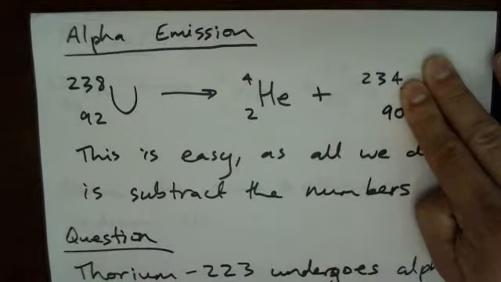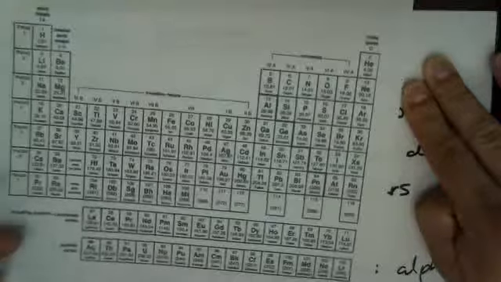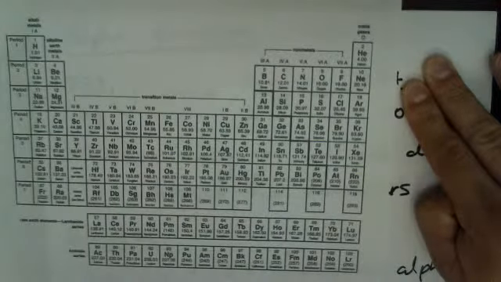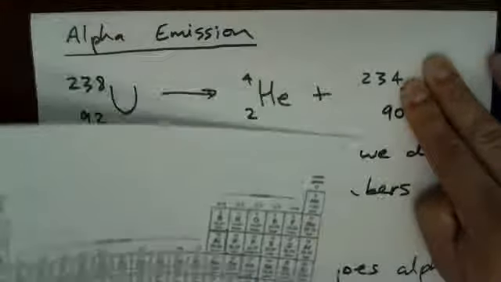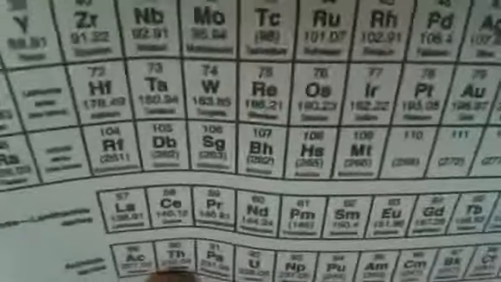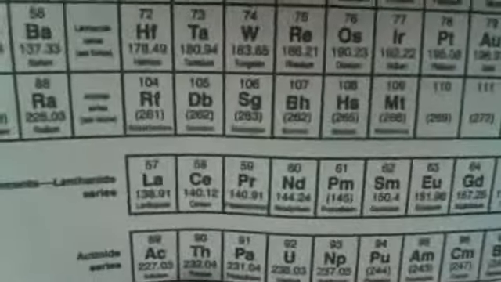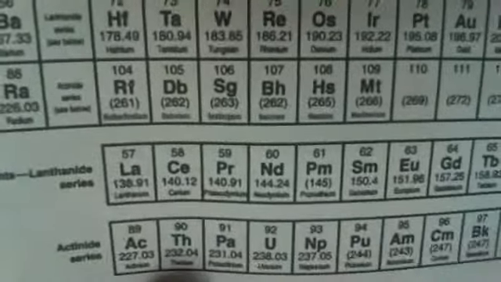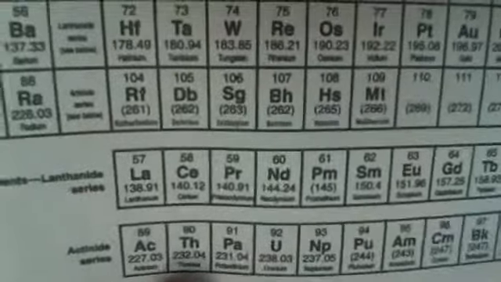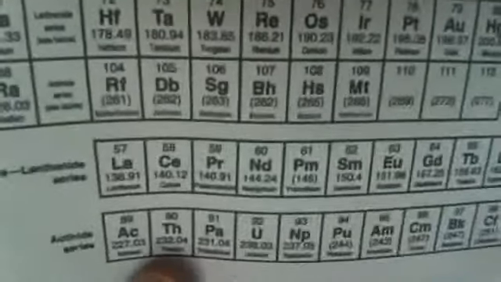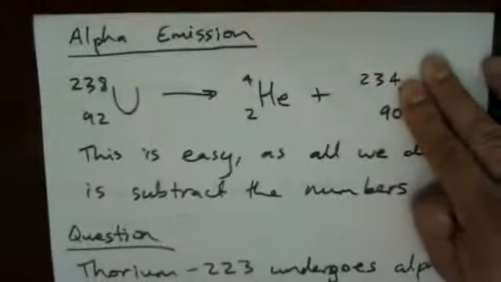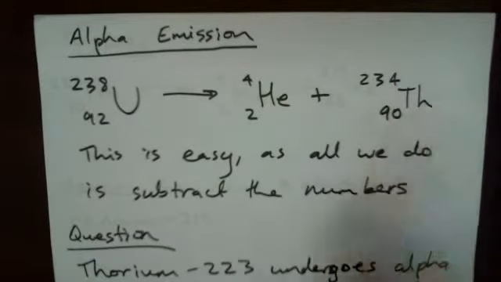Then what you would do is go to your periodic table and look at what element is number 90. And if we look on the periodic table, thorium comes in at number 90. Uranium's 2 elements over, and thorium's number 90. And so then you'd put the Th there. So that's the way you'd work this out.